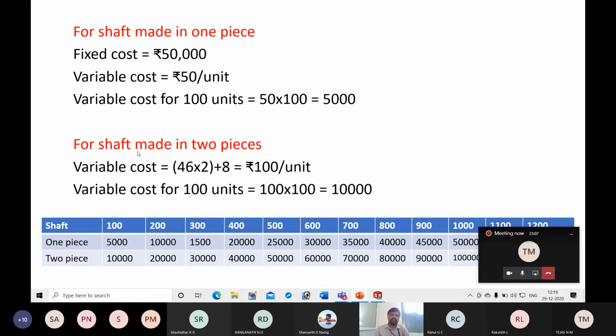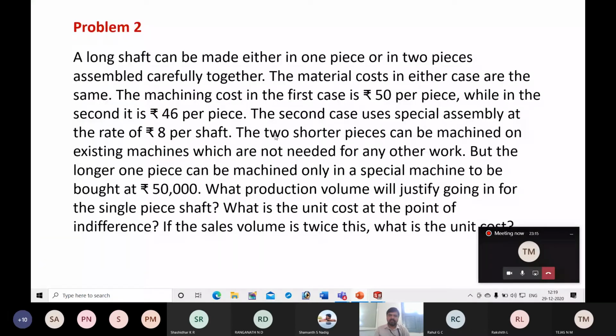Okay. Similarly, for shaft made in two pieces, for this case, there is no fixed cost. The reason is in the problem itself they have given the two shorter pieces can be machined on existing machines which are not needed for any other work. So this is an investment already made for some other purpose. Okay, we are making use of those machines.